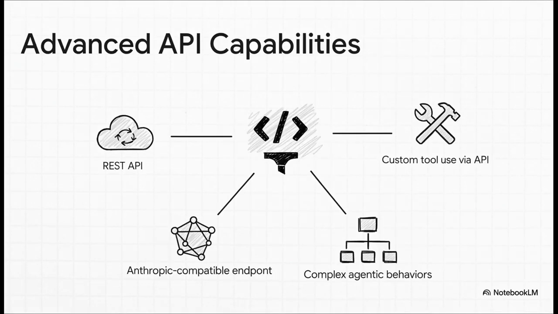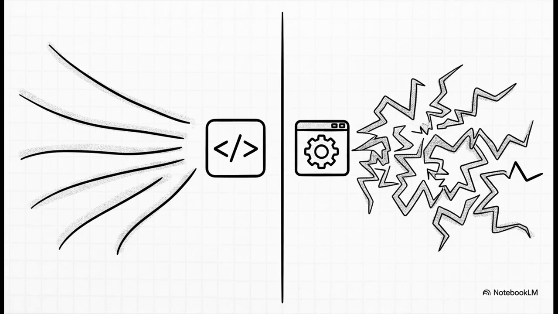And through that server, you get a whole lot of power. There's a proper REST API, it's compatible with other big AI endpoints like Anthropic's, and you can even define your own custom tools for the model to use. This is what lets you build what the source calls complex agentic behaviors, which is a fancy way of saying you can create some really sophisticated, automated workflows from the ground up. So that API, it's powerful, it's flexible, it's awesome.